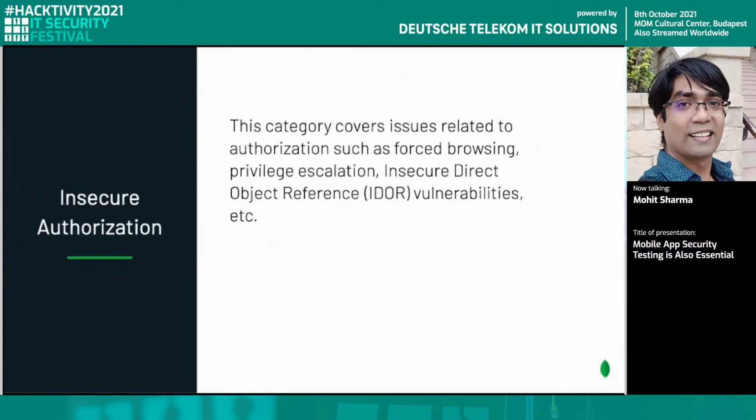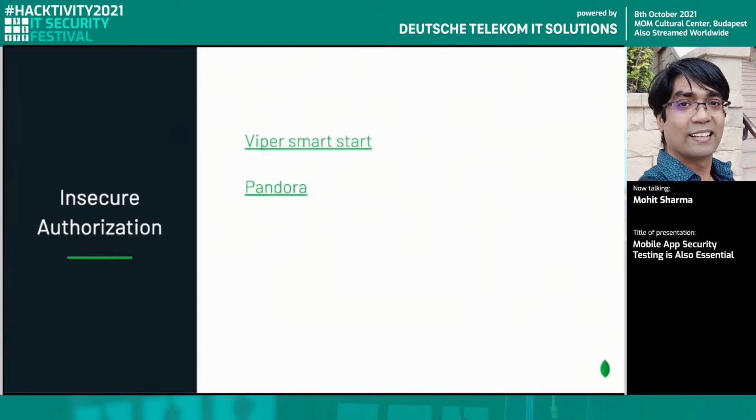The next one is insecure authorization. This category covers the issues related to authorization such as forced browsing, privilege escalations, insecure direct object reference vulnerabilities, etc. Examples for this would be Viper Smart and Pandora.